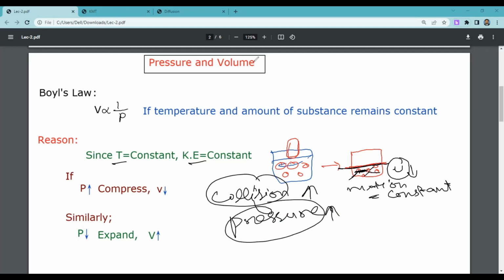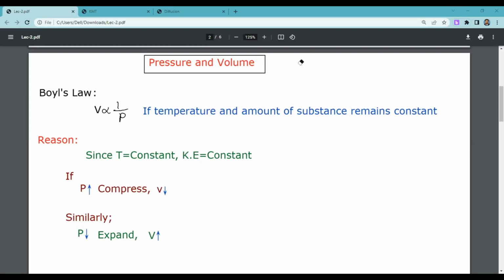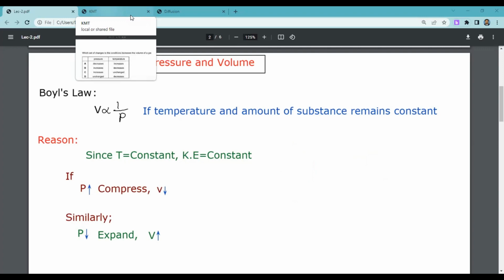This was all about the effect of temperature and pressure on the volume of a substance. Let's do some practice questions which appeared in P1 and P2.